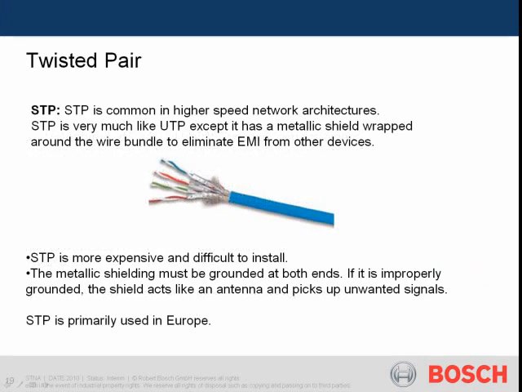There's a separate type of twisted pair called shielded twisted pair. It's more common in high-speed network architectures. Shielded twisted pair has a metallic foil-type shield wrapped around its wire bundle inside its sheath. This helps eliminate EMI. The disadvantages of shielded twisted pair is that it's harder to work with due to the thickness. It's slightly more expensive than UTP, and you have to ground the metallic shield at both ends of your run. Shielded twisted pair is primarily used in Europe.